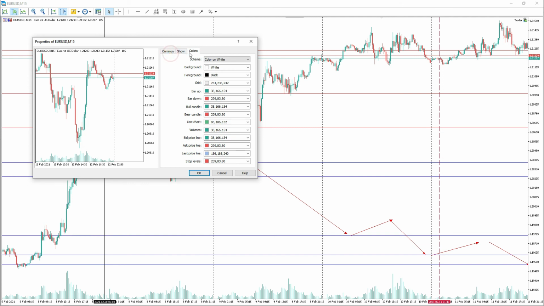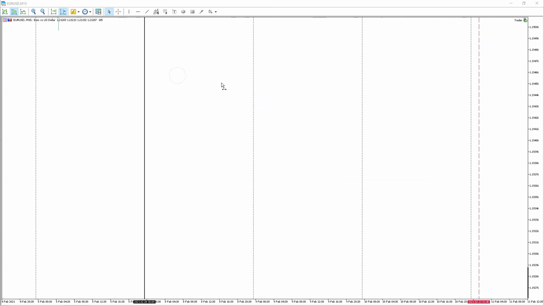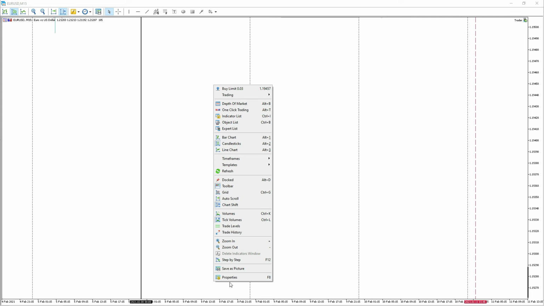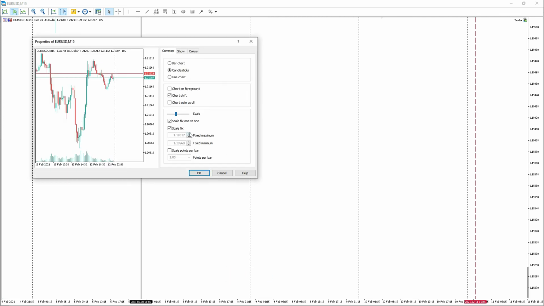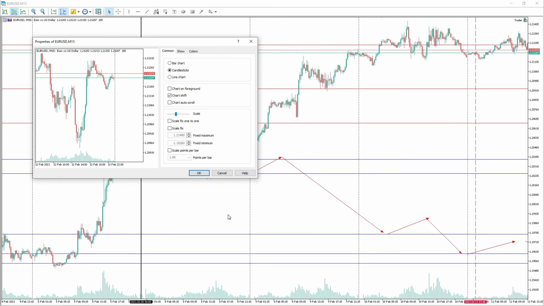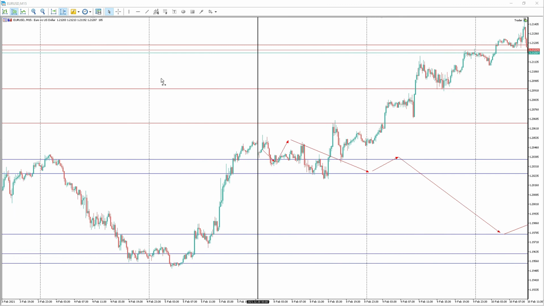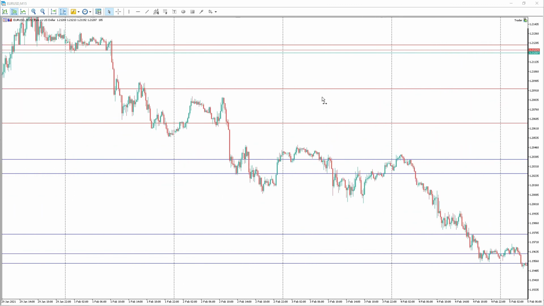I need the scale fixed. Okay, sorry about that. Let me deactivate that. Press F8, keyboard, common, one scaled. Okay, so we want to follow this top line, and we're going to follow it perfectly like this.